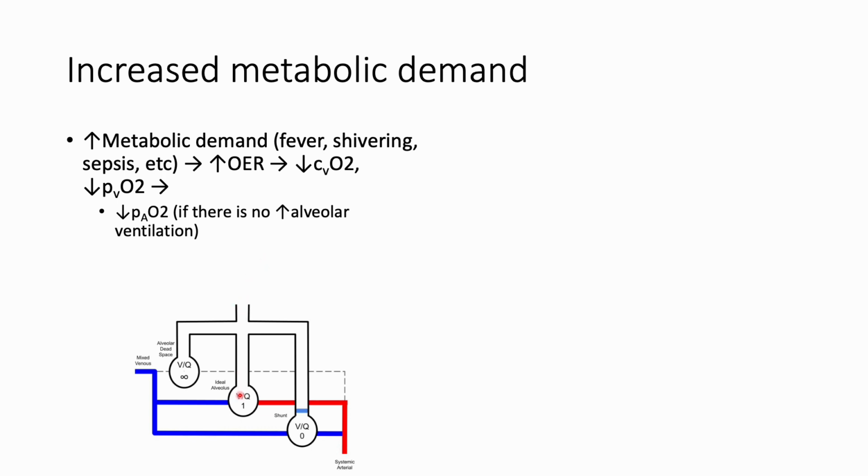Usually, the moist-inspired PO2 is 150 and the mixed venous PO2 is 40. Across the alveolar membrane, the pressures equilibrate at 100. Now, if there's increased metabolic demand and a decreased mixed venous PO2, then the pressures will equilibrate at some value that's less than 100.